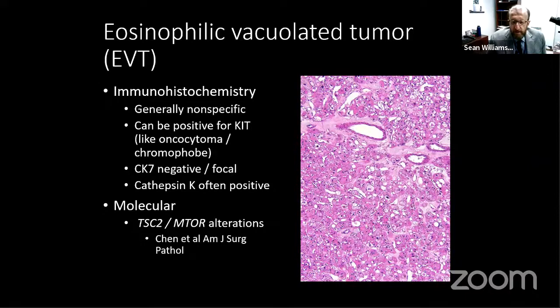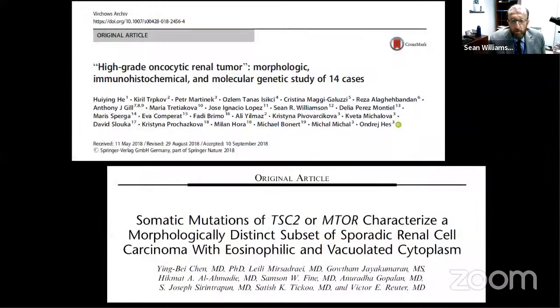Molecularly, as I mentioned, the study from Yingbe Chen and colleagues in the American Journal of Surgical Pathology showed that these seem to have mutations of tuberous sclerosis and mTOR genes as well, particularly TSC2 and mTOR. And here are the two studies that were published using different names: high-grade oncocytic tumor and somatic mutations of TSC1 and mTOR in a subset of renal cell carcinoma with eosinophilic vacuolated cytoplasm.